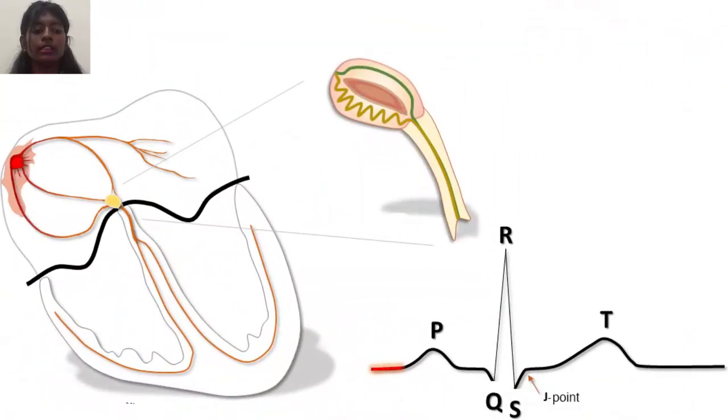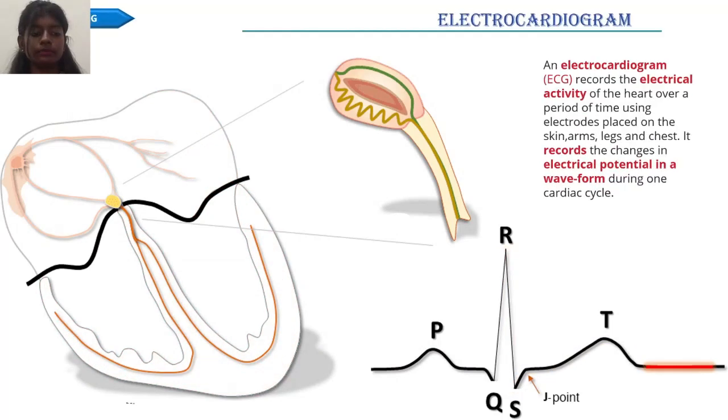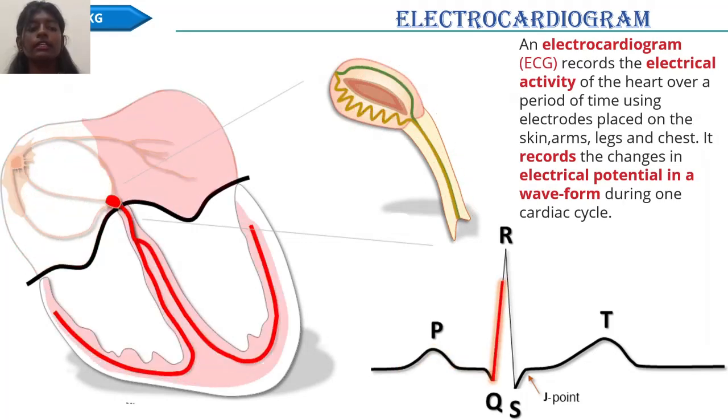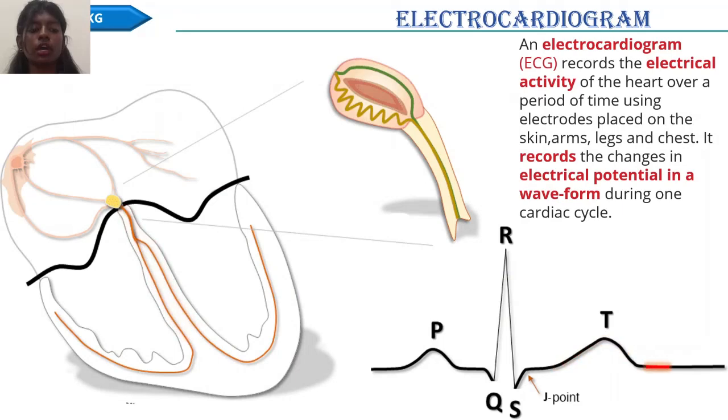Diagram. In this diagram, we can see the SA node, AV node, and the left and right bundle fibers. We want to clarify first that the electrocardiogram is the line graph we obtain and the electrocardiograph is the machine we use to measure the heart impulse. Keeping that in mind, now let us see about ECG.